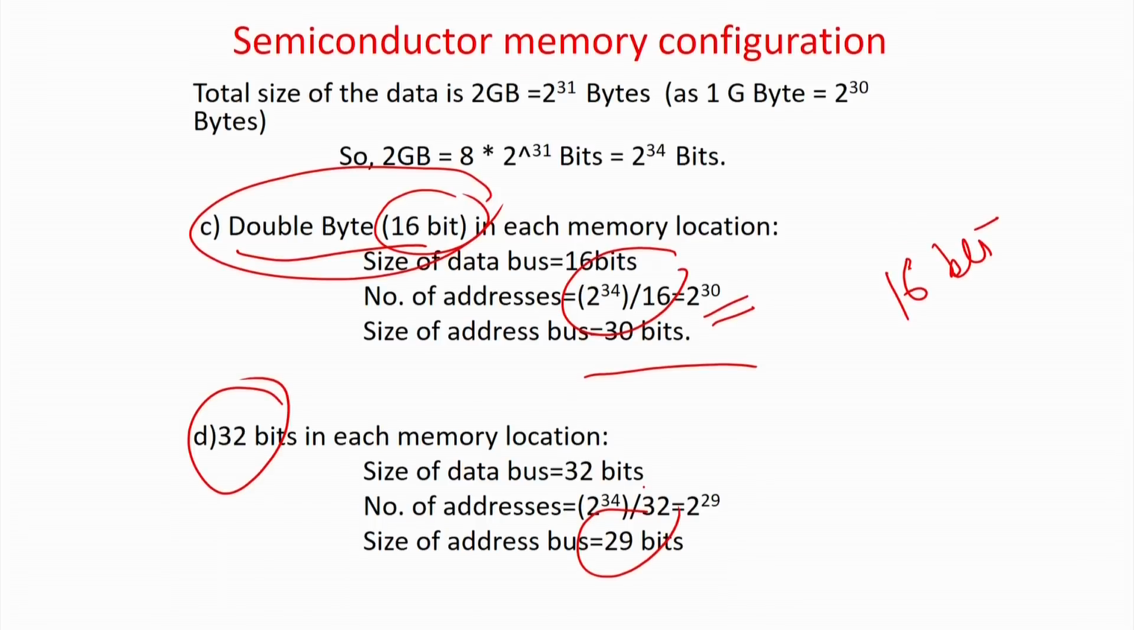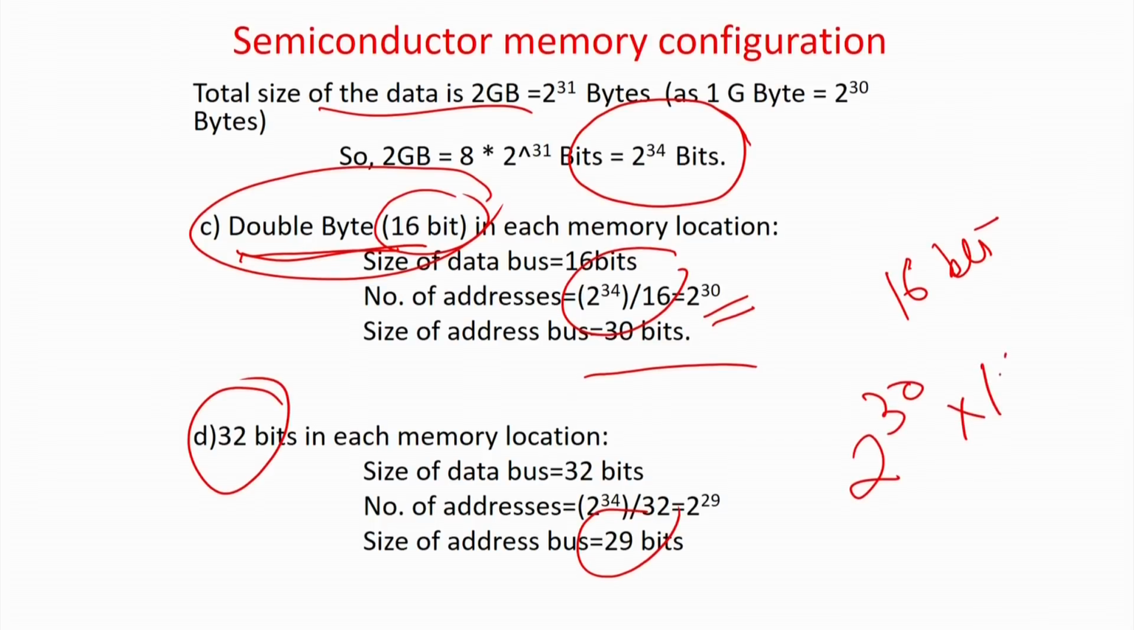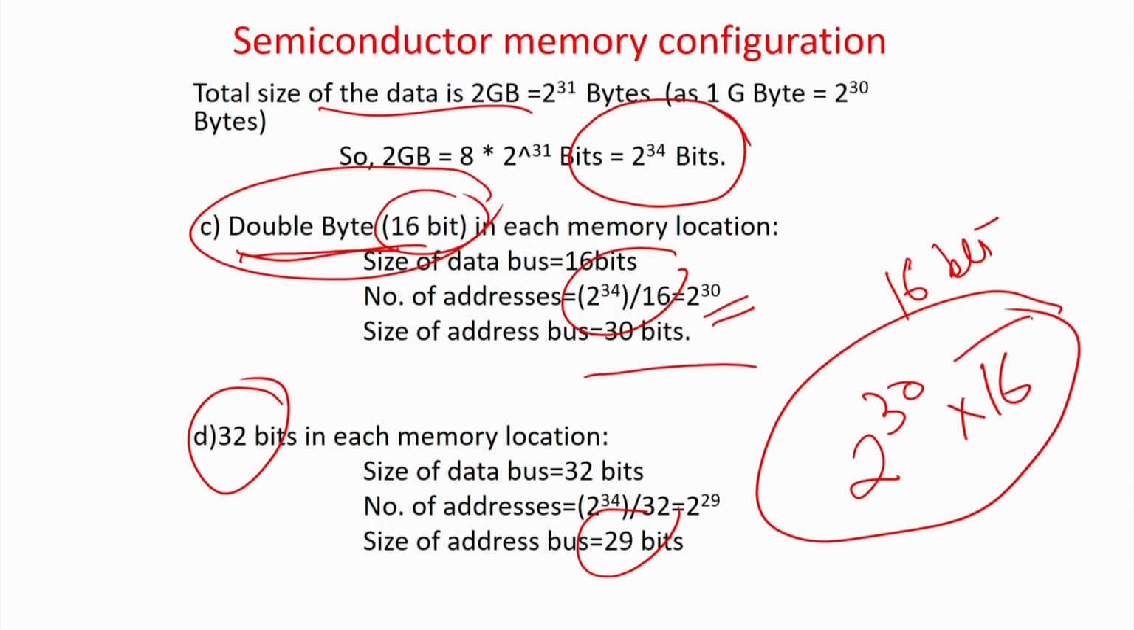So, what will be the organization of the data, the word organization of the data? That size will be your data bus, and total memory size divided by that will give you the number of addresses, a very simple idea. So, if you represent memory as 2 to the power 34 bits, then immediately you have to tell what the organization of the memory is, like double byte is the size, or you can write 2 to the power 30 into 16, that is also okay. That will tell you that I have 2 to the power 30 memory locations and each memory location size is 16 bits, that will also suffice.